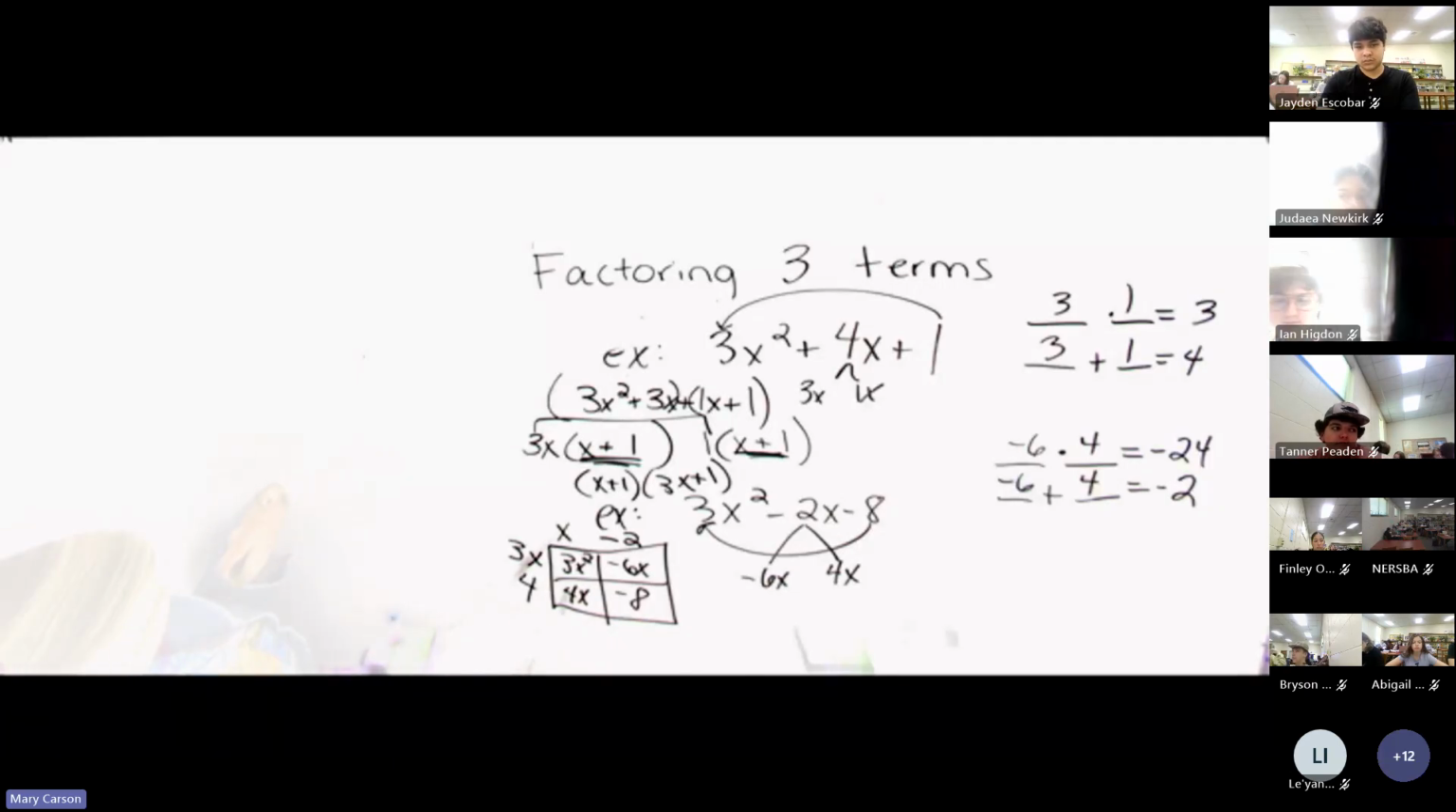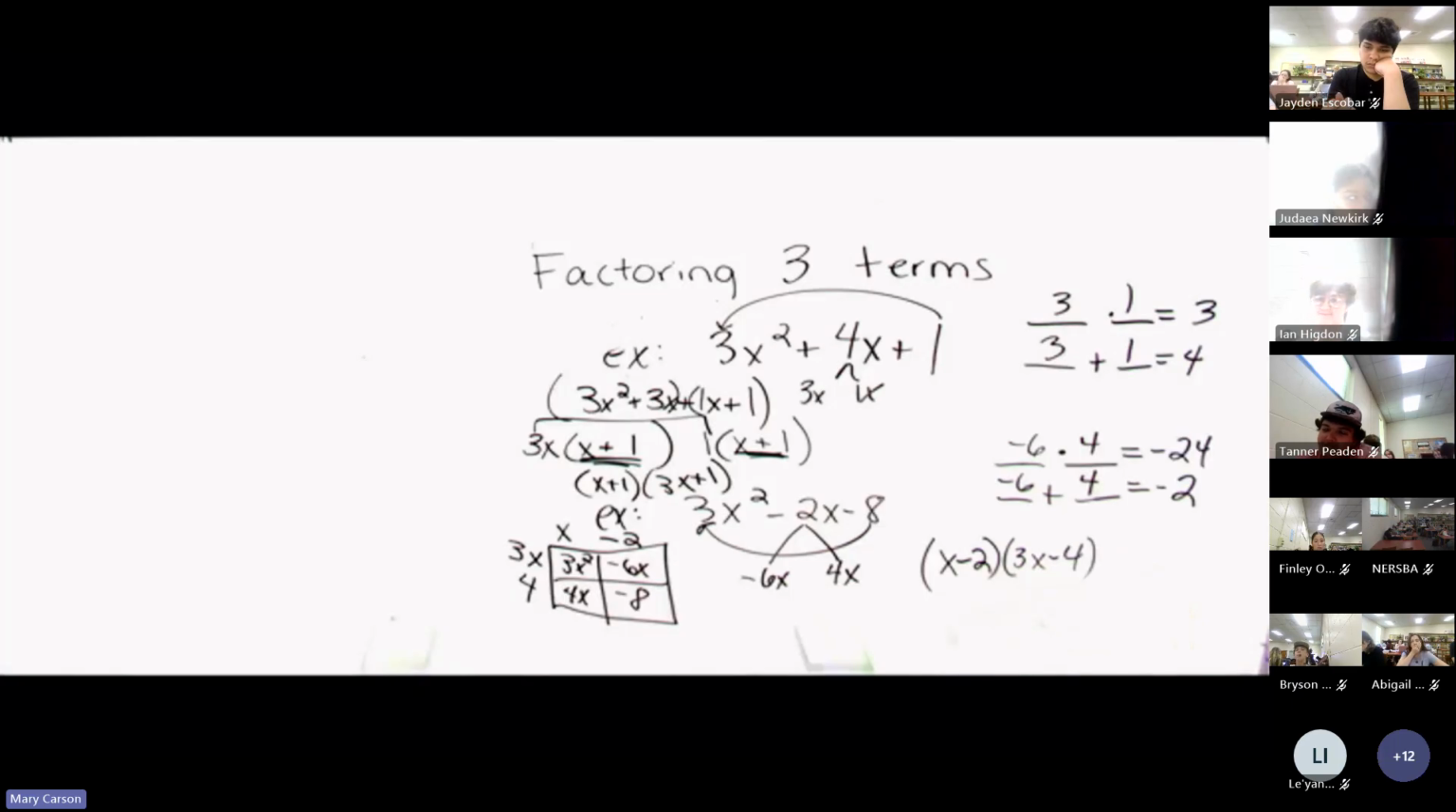3x times x gives you 3x squared. 3x times -2 gives you -6x. 4 times x gives you a 4x. 4 times -2 gives you a -8. Okay. And what I'm left with is x minus 2 times 3x minus 4.